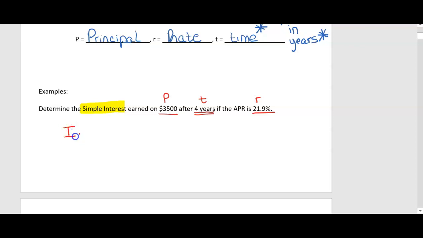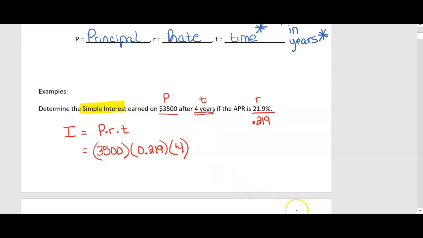So to find my interest, I'm just going to reiterate our formula. It's principal times rate times time. So I have 3,500 times my rate. I have to move that decimal point 2 times to the left to give me a decimal of 0.219 times my time in years, which is 4.